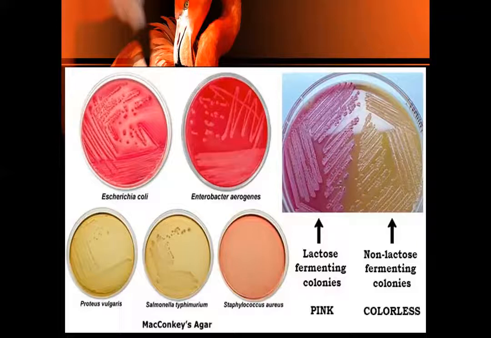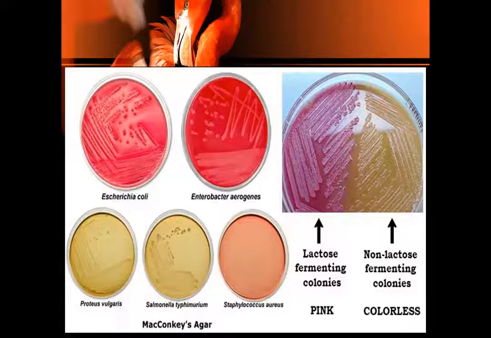E. coli, you can observe growth of Enterobacter aerogenes, then you can observe Salmonella and Proteus growth, and you can observe in a large diagram pink colonies and colorless colonies. Pink colonies show the lactose fermenting ability of the organism.